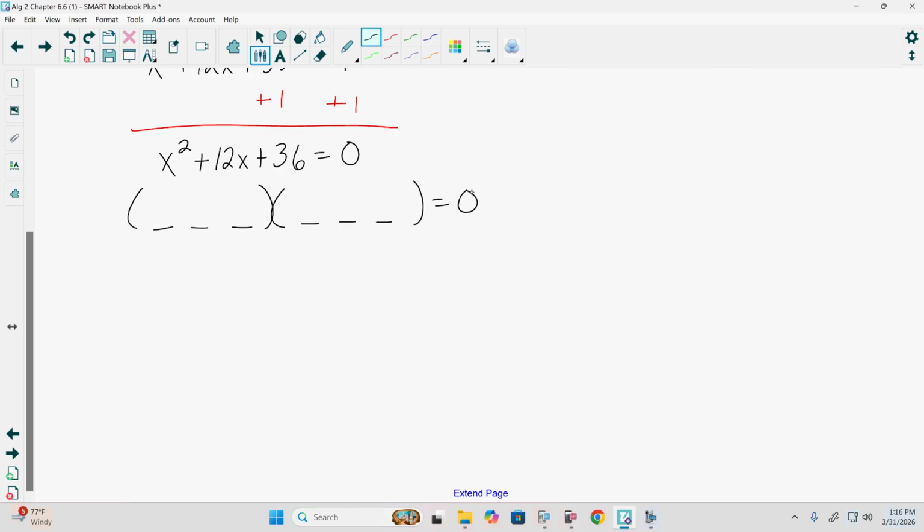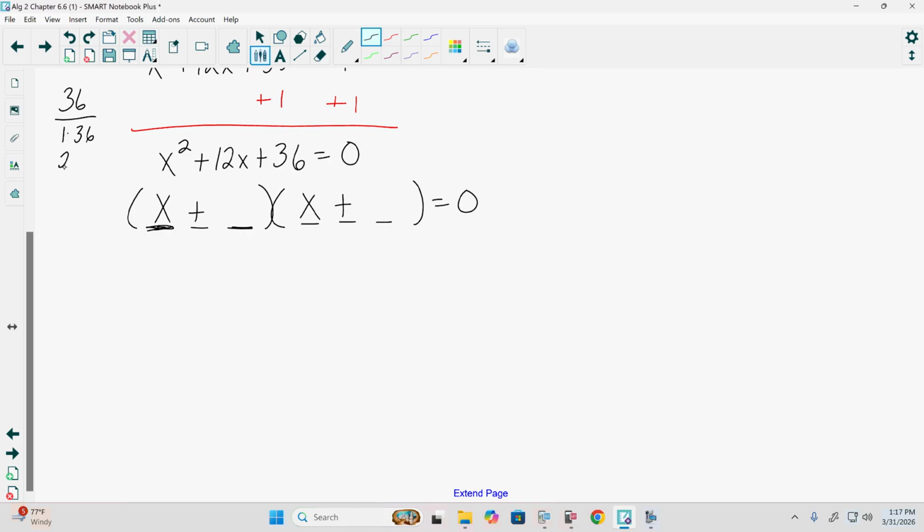Third term's positive, so the signs are the same and match the sign of the middle term, yes? Which would be positive and positive. Factors of x squared are x and x. What can we say about our solutions? Are they going to be positive or negative? Negative, because the only way I can plug a value in here and add it to a number and get 0 is if this value of x is negative, yes? Positive answer is gone.